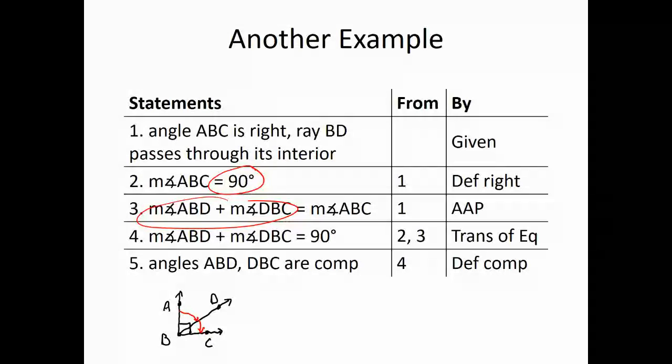And now let's look at line number 5. It says that angles ABD and DBC are complementary. Well, yes, indeed, that does follow from line number 4, because what does complementary mean? It means that the sum is 90 degrees. So we have that line number 5 follows from line number 4 by the definition of complementary. And that's the end of the show.